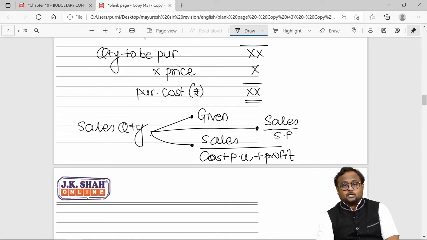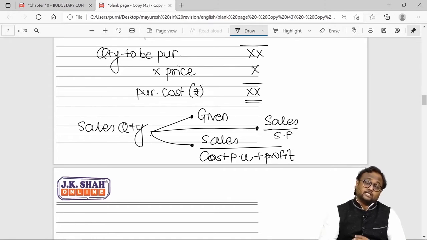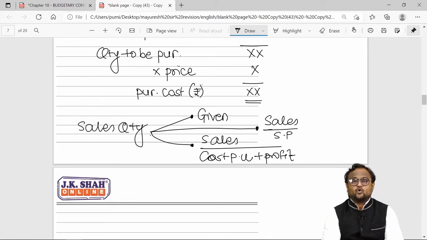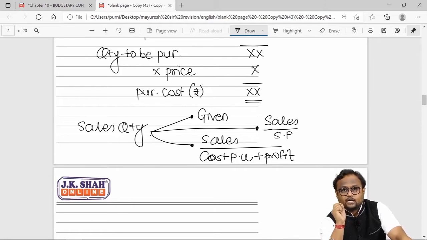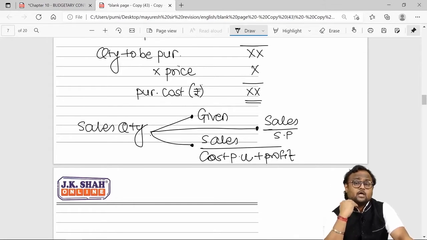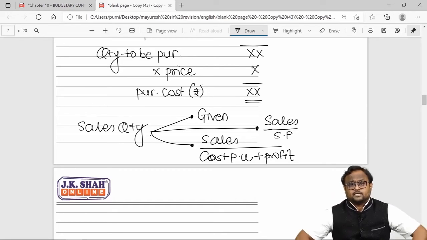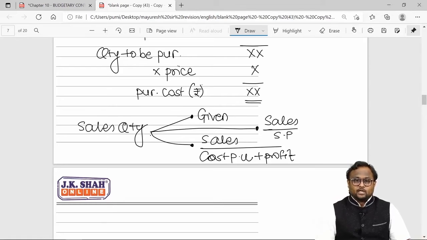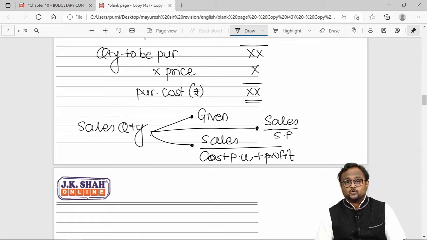Copy this as well. Sales quantity can be generated in 3 ways. Either it will be given in the question, or it will be calculated with the help of sales and selling price, or they will give you cost structure, add the entire cost structure, add profit to that, decide total cost per unit, add profit, decide total selling price, use it. Sales divided by selling price, and that will give you the answer. Have you clearly understood this? This is what you're supposed to do for a functional budget question.